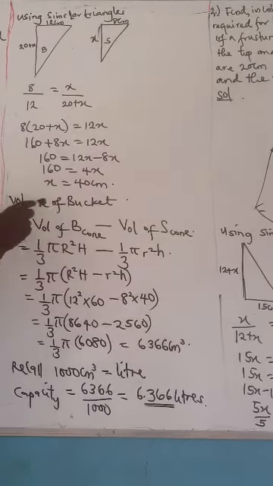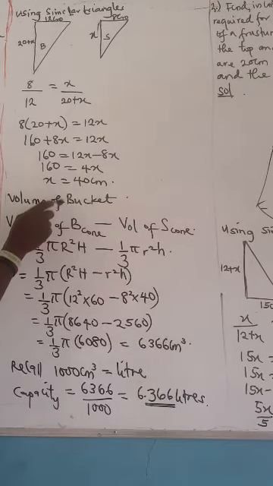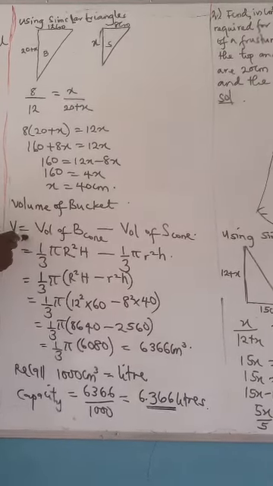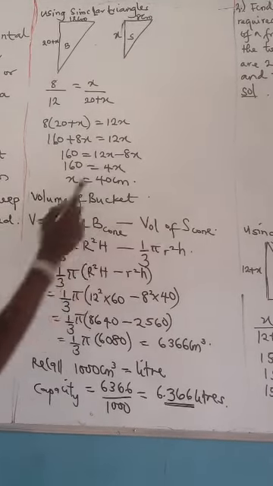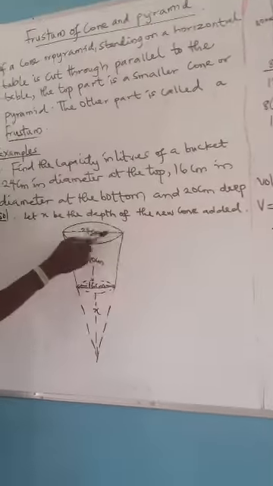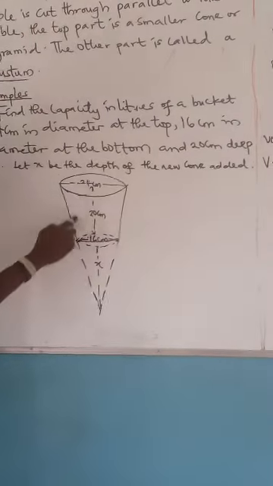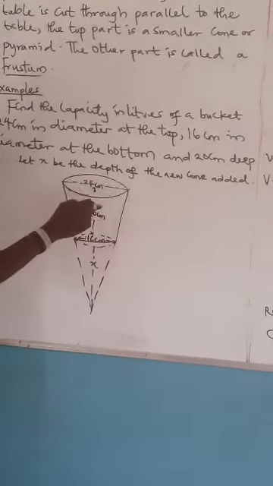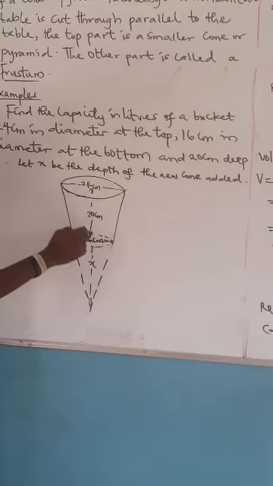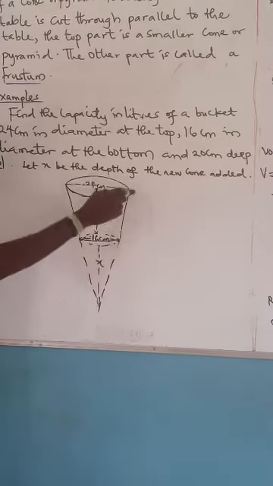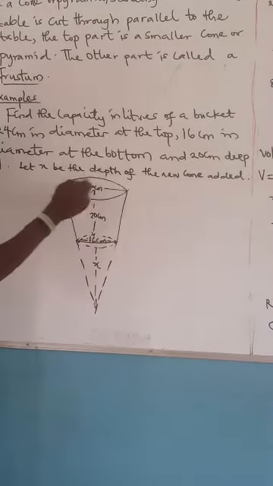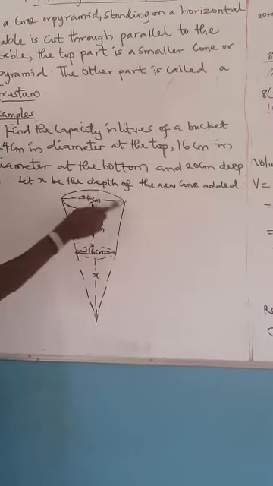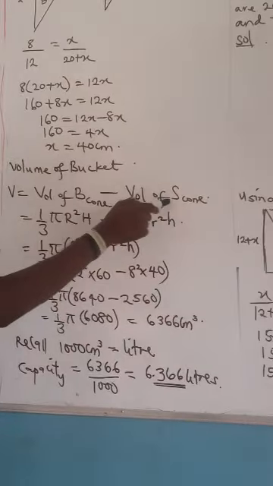Now the volume of the bucket will be the volume of the big cone minus the volume of the small cone. That means you subtract the volume of the small cone from the volume of the big cone. That's how to get the volume of the bucket. So we have volume of the big cone minus volume of the small cone.